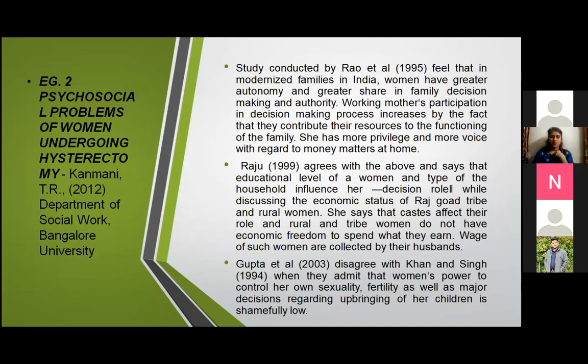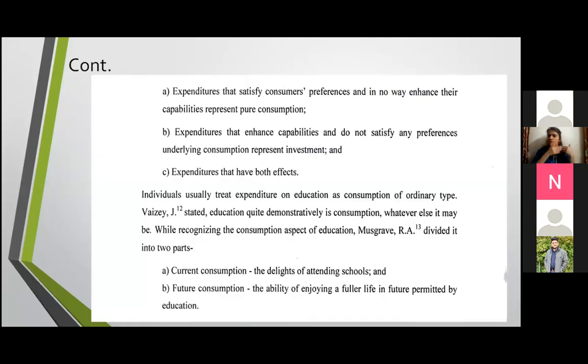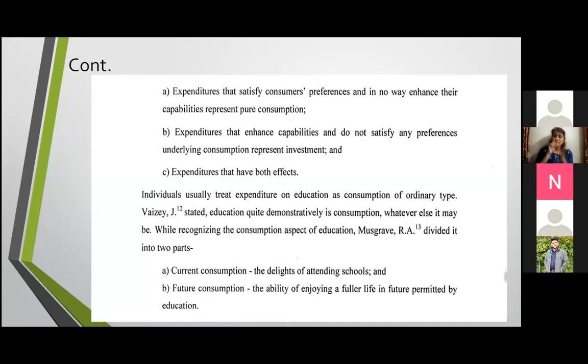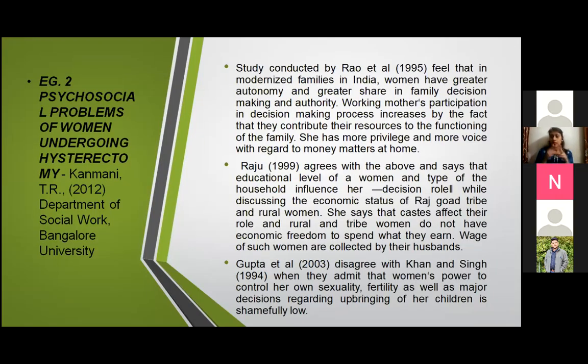Now let's take another example, that is the sociological problems of women undergoing hysterectomy. So here, what Kanmani has done, she didn't come up with a flow of thought process like the one Mishra has done. Here, Kanmani has directly spoken about each and every material that she's reviewed by stating what the author in that review has written.